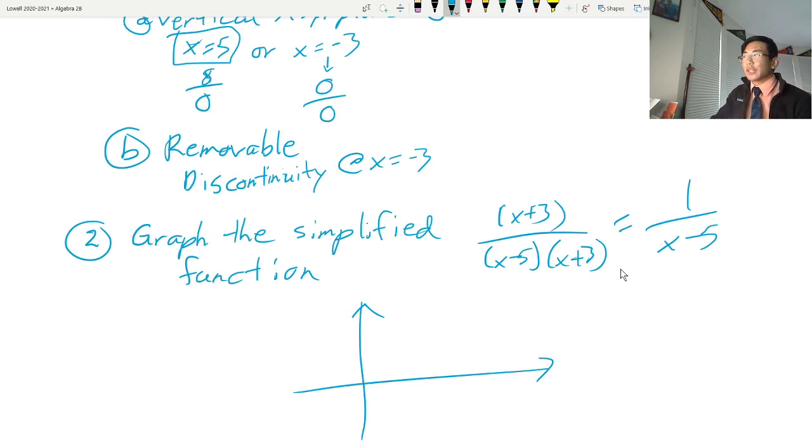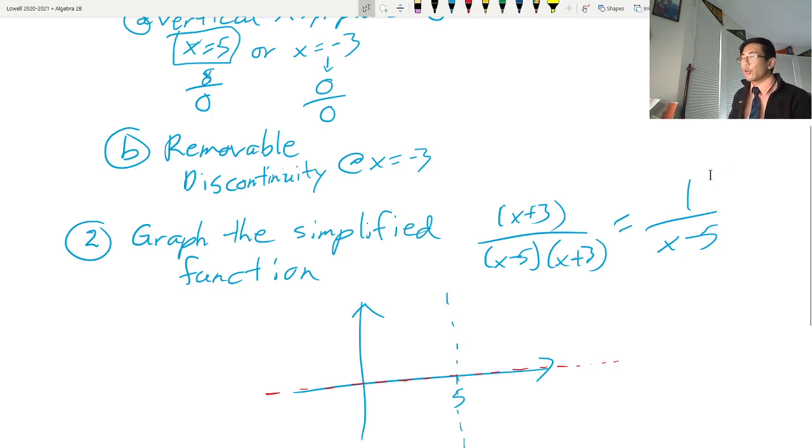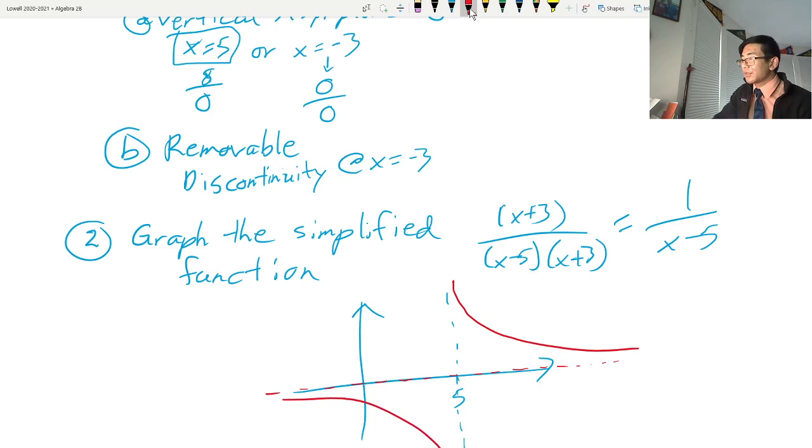Our vertical asymptote is at x equals 5, which is right here. We also have a horizontal asymptote at the x-axis. For now, the horizontal asymptote is always going to be there. In later examples, in a couple weeks, that will not always be the case. But for now, we have 1 divided by a really big number, which is going to be a really small number, and that's why we have the asymptote there. So our graph is going to look like this, like so, and like so.